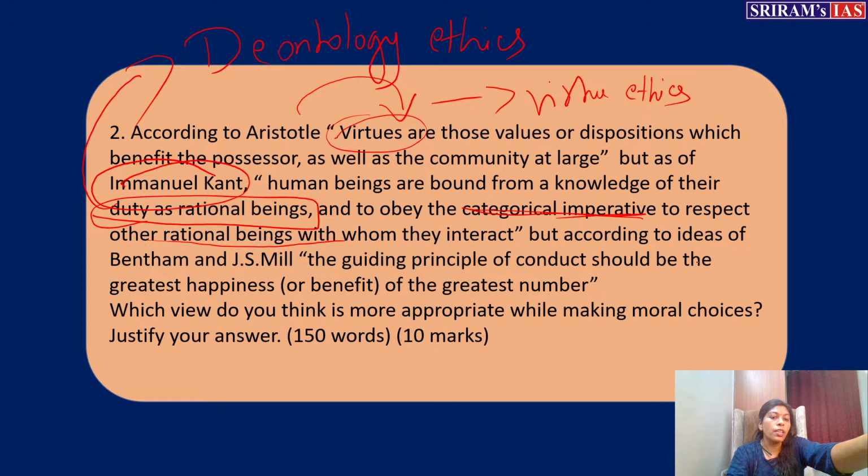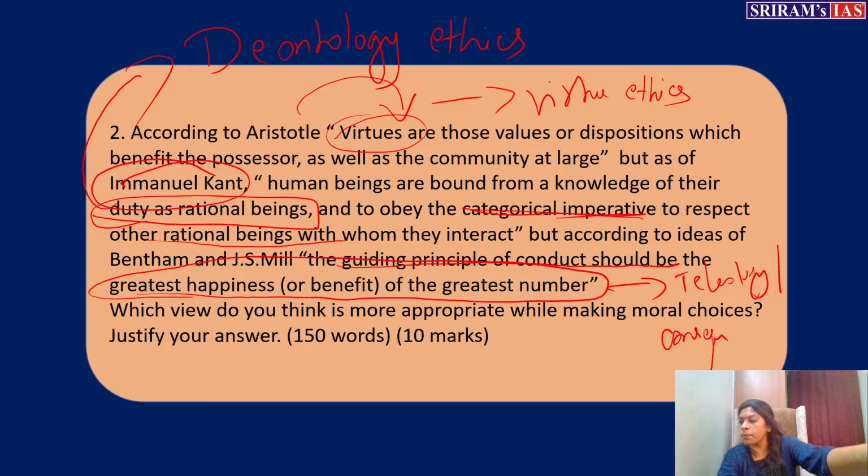But according to ideas of Bentham, Mill, the guiding principle of conduct should be the greatest happiness of the greatest number. Again comes the keyword, greatest happiness to the greatest number of people. So somewhere we have learned this. What is it? This is called teleology ethics. Teleology, or this is otherwise called consequential ethics. Consequential ethics. Okay, so now they have given 3 kinds of ethics to you.